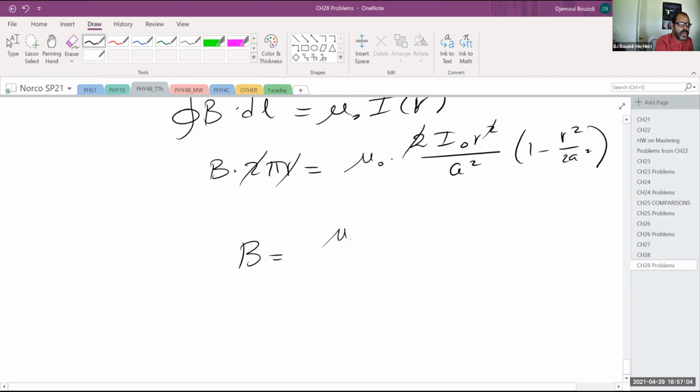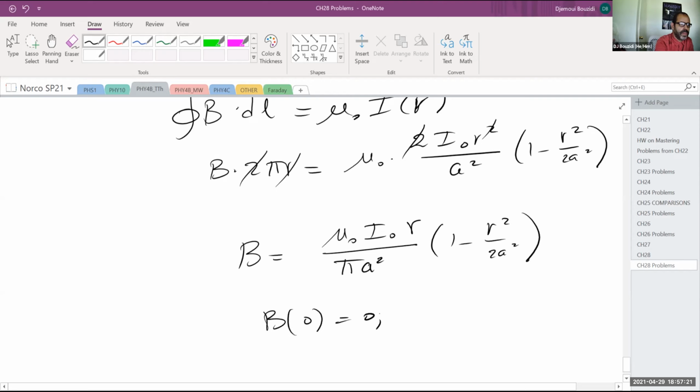Now it's going to be mu naught times I naught divided by pi times a squared times r, because I'm left with an r in here, times 1 minus r squared over 2a squared. Note that b sub 0 is equal to 0, okay? And b sub a is not necessarily equal to 0, it's actually equal to mu naught I naught.